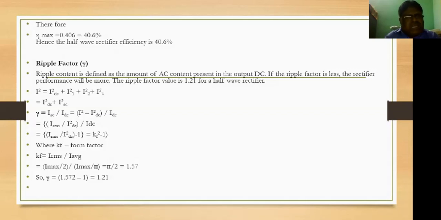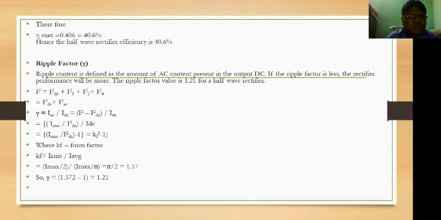Okay. So here I RMS, you already know the formula. I RMS is equal to I maximum by 2. Previously you already found I RMS. So here that value is substituted in this one: I maximum by 2 divided by I maximum by pi. After simplification, you get pi by 2, that is equal to 1.57.